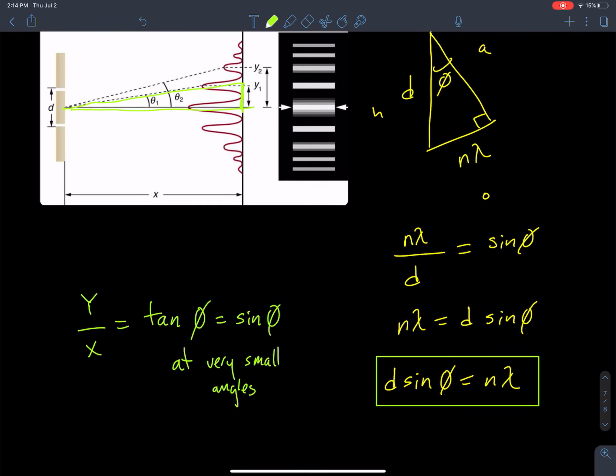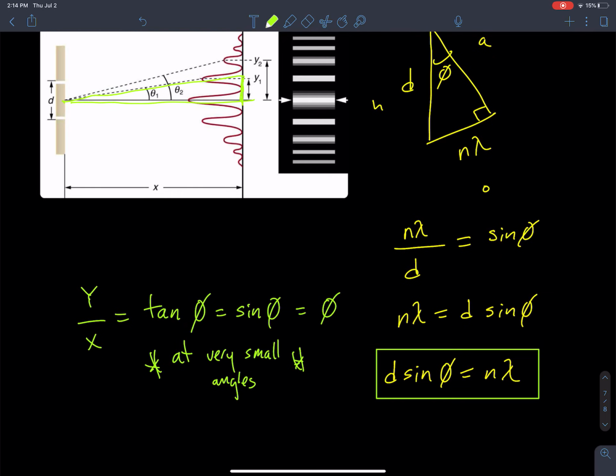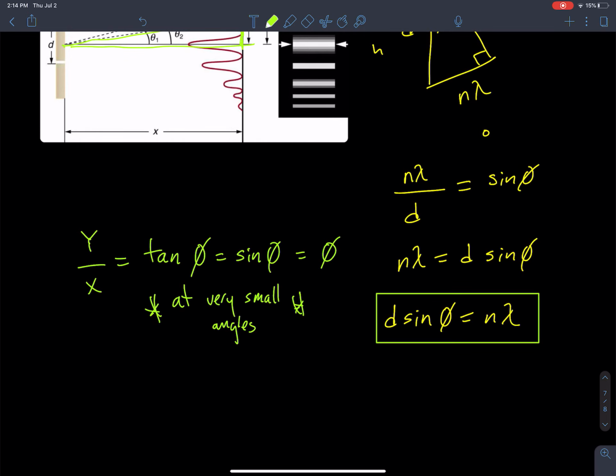And at very, very small angles, if you tried to do this on your calculator, you would also find out that y over x is equal to tan theta, which is equal to sine theta, but it's also just equal to theta, at very, very small angles. Okay, so that's an important identity to know. So I can take this identity that y over x is equal to sine theta, and I can plug it into this formula. So let's take a look at that.